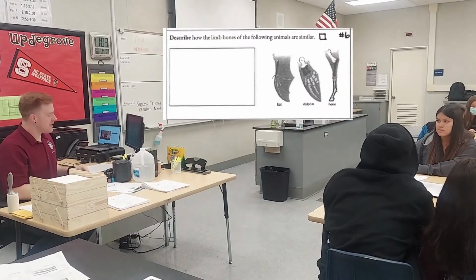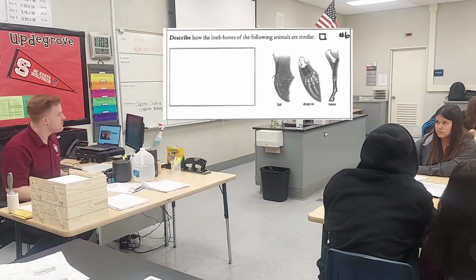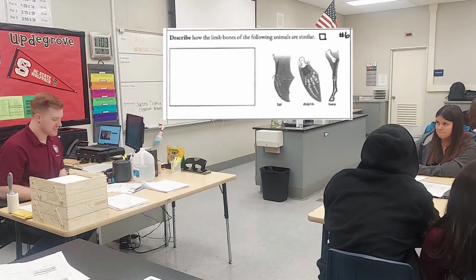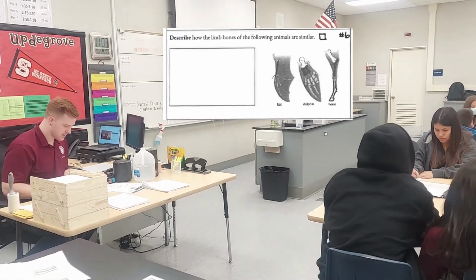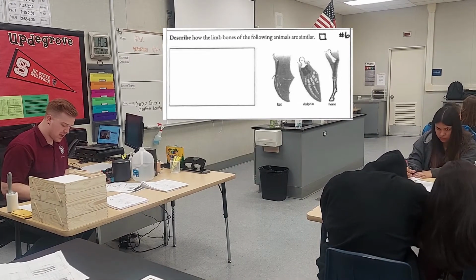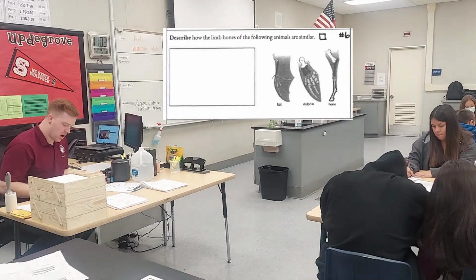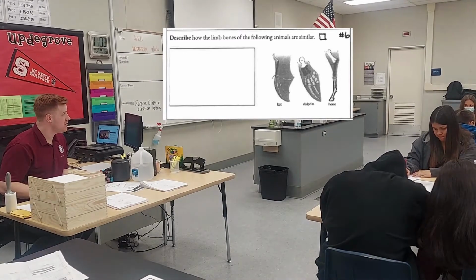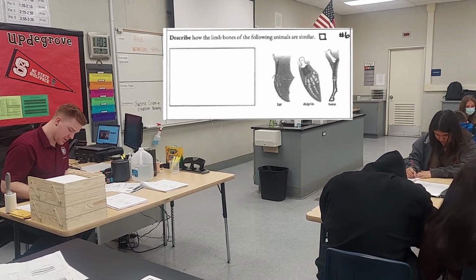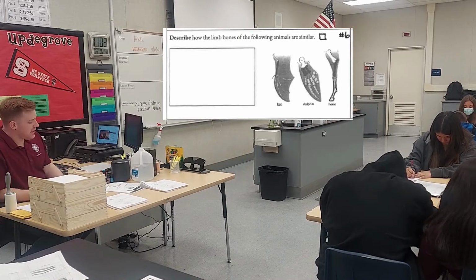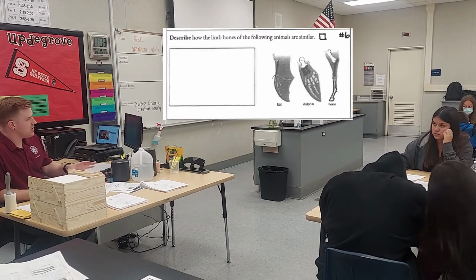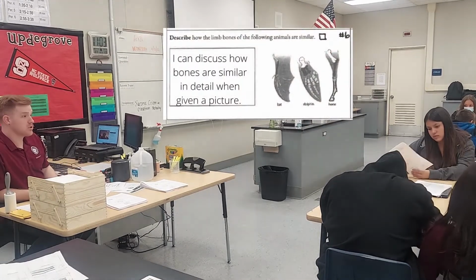All right, so I already got Edgar's input on one of them. Let's head to Victoria's group. Victoria, question number 6. Ooh, I can discuss how bones are similar in detail. Is that what you said? All right, I can discuss how bones are similar in detail. Is there anything we could do to adjust that one? It's a good one so far.